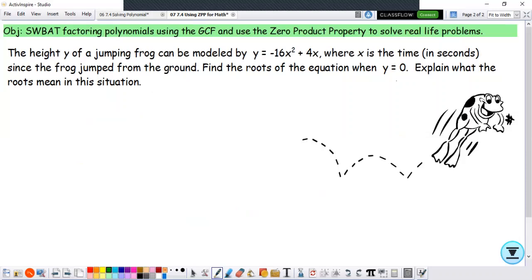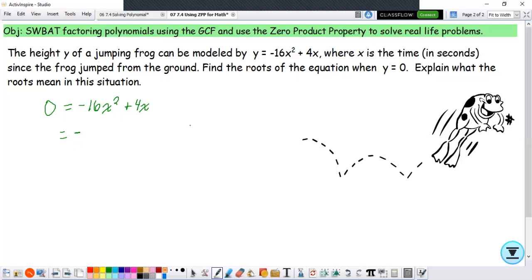Now, the reason they're saying when y equals 0 is because that's going to be the height of our frog when it's on the ground. So if we have 0 equals -16x squared plus 4x, now, if we want to use the zero product property, we're going to need to factor out the greatest common monomial factor. And since our leading coefficient is negative, I'm going to factor out a negative value.